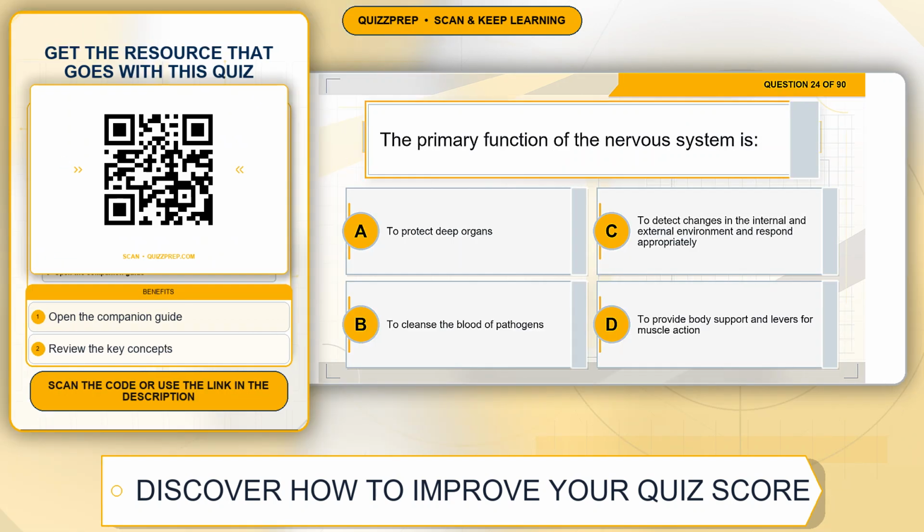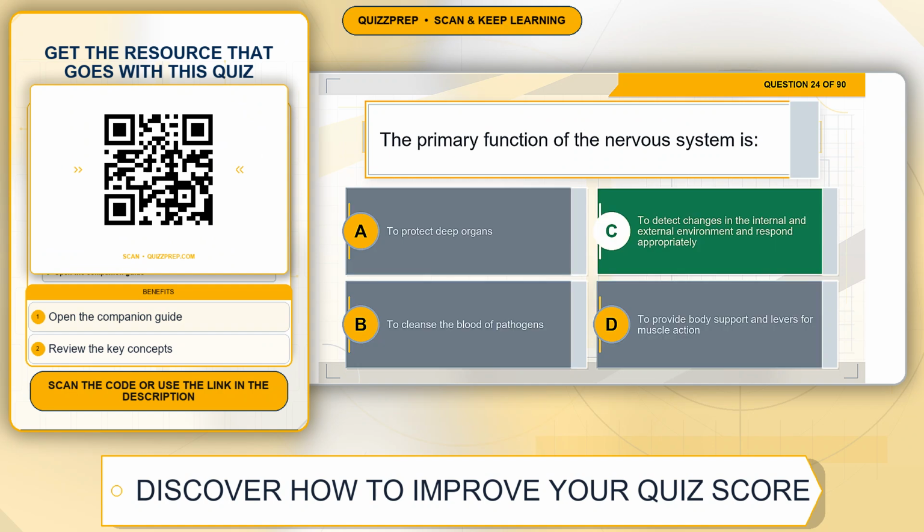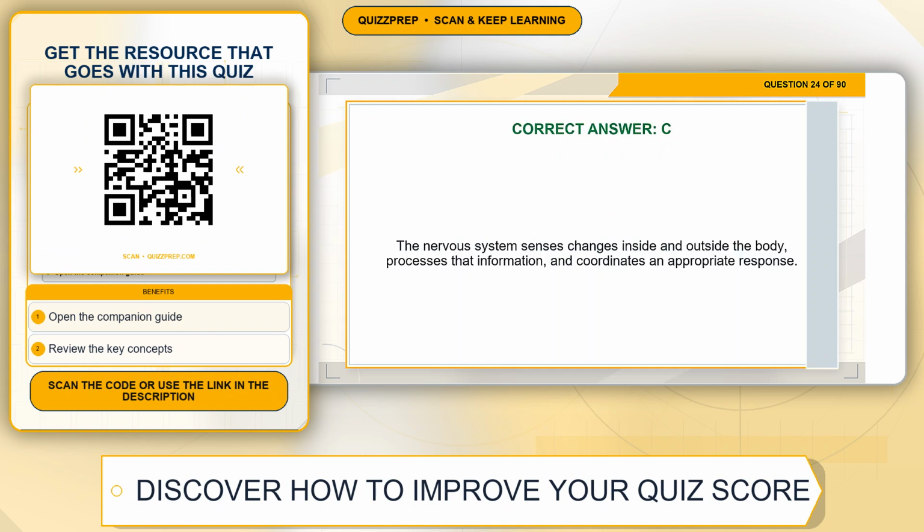Question 24. The primary function of the nervous system is: Option A, to protect deep organs. Option B, to cleanse the blood of pathogens. Option C, to detect changes in the internal and external environment and respond appropriately. Option D, to provide body support and levers for muscle action. The correct answer is option C, to detect changes in the internal and external environment and respond appropriately. Explanation. The nervous system senses changes inside and outside the body, processes that information, and coordinates an appropriate response.